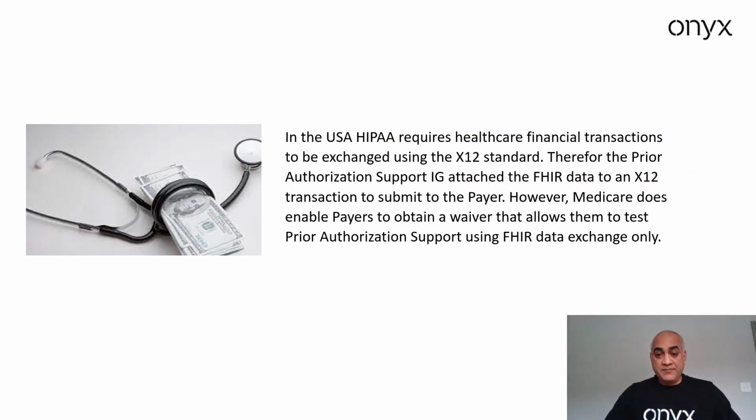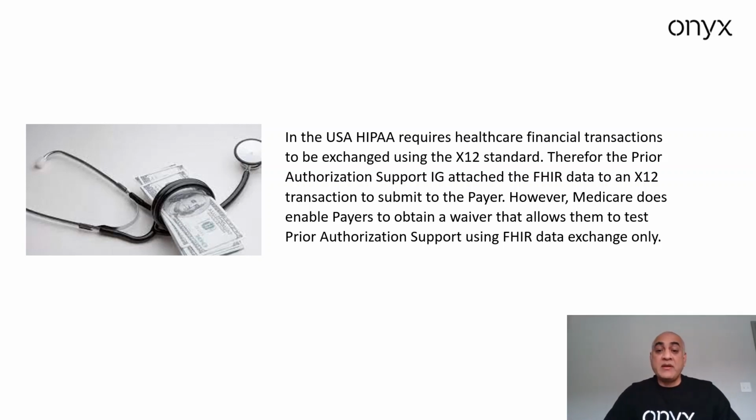In the USA, the HIPAA law requires every healthcare financial transaction to be transacted in the X12 format. So that means if you are submitting a bundle of information in FHIR resources to a payer for a decision to be made, then those transactions have to be converted into an X12 format.